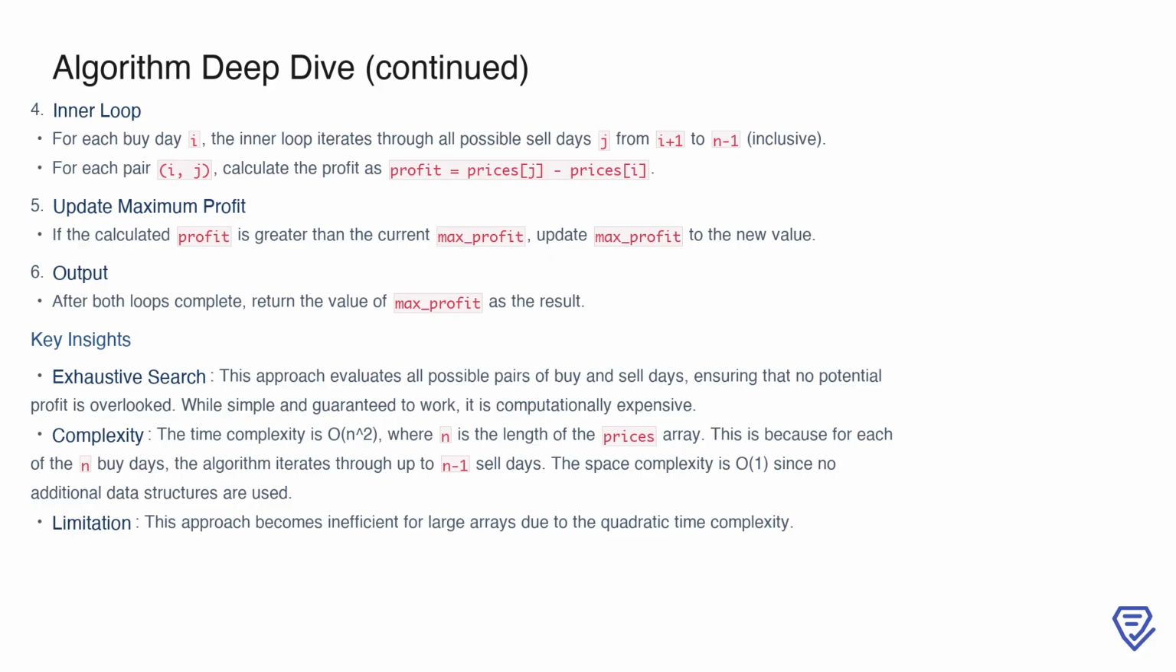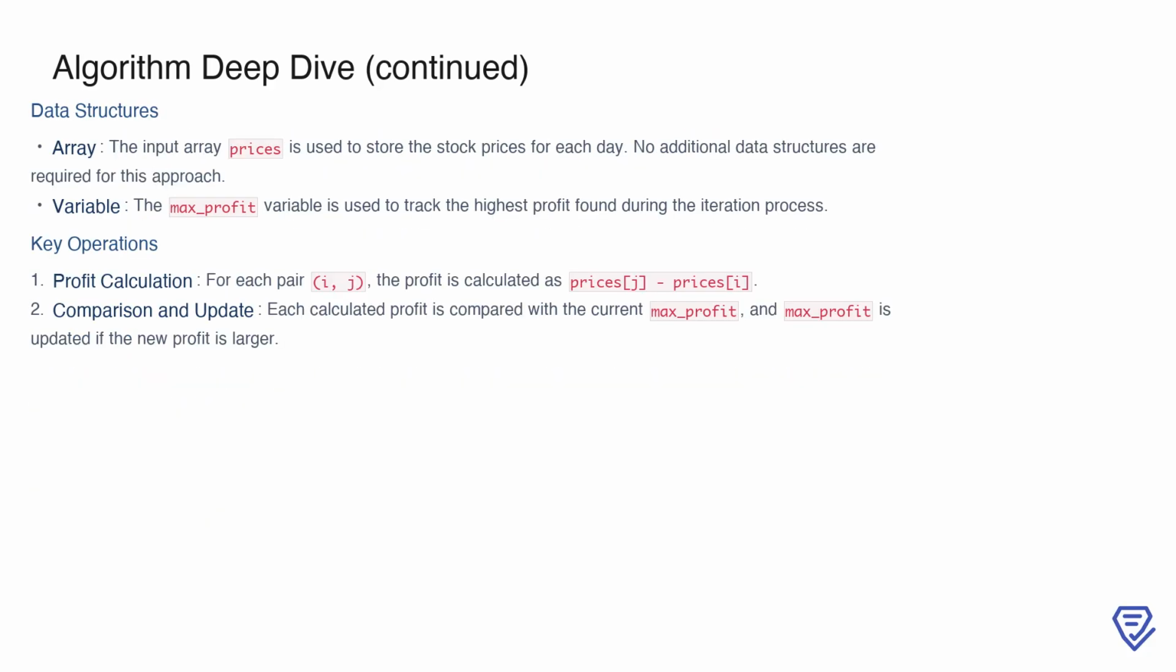However, it's important to note that this exhaustive search comes at the cost of efficiency, with a time complexity of O(n squared). This quadratic growth means that the runtime increases significantly as the array size grows, making it impractical for very large datasets. The space complexity, on the other hand, remains O(1), as no additional memory is used beyond the variables already defined. The brute force approach relies heavily on the structure of the input array and simple variable tracking.